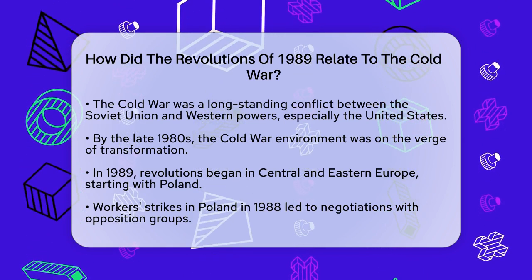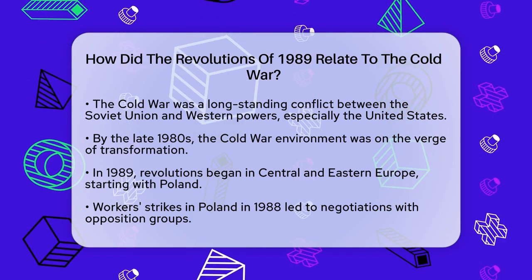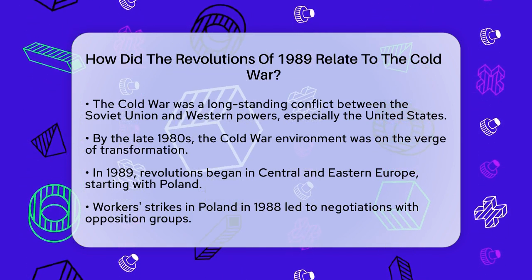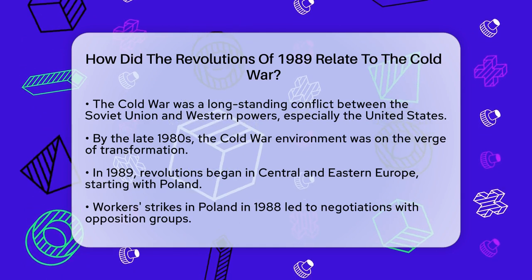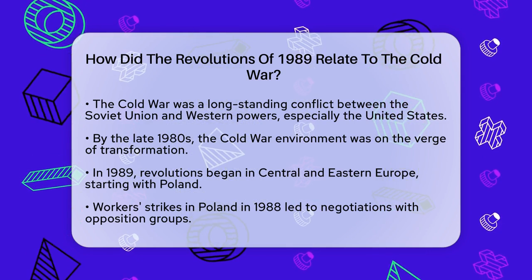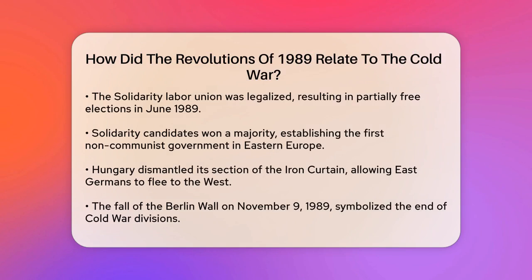It started in Poland, where workers' strikes in 1980 forced the government to negotiate with opposition groups. This led to the legalization of the Solidarity Labor Union and the first partially free elections in the Eastern Bloc in June 1989. Solidarity candidates won a majority of seats, forming the first non-communist government in Eastern Europe.